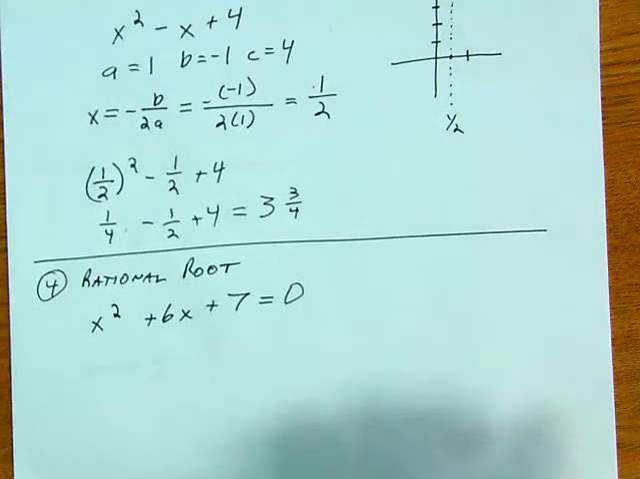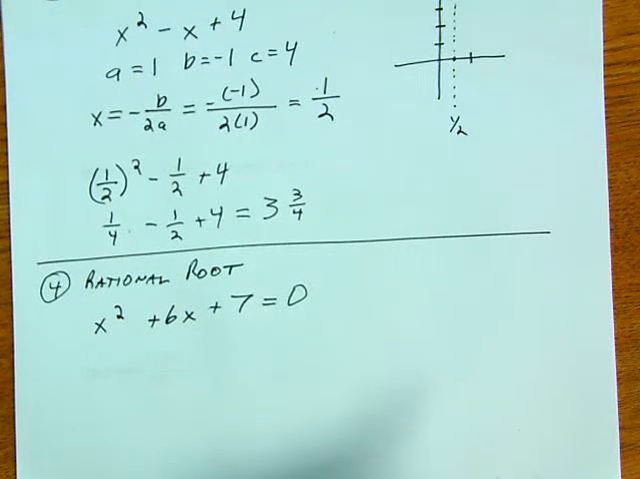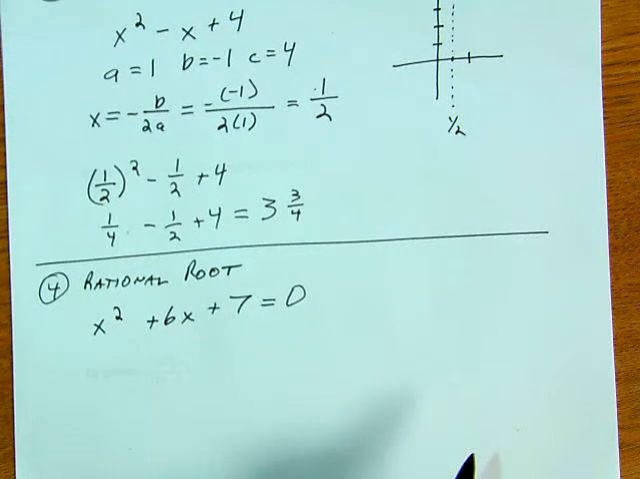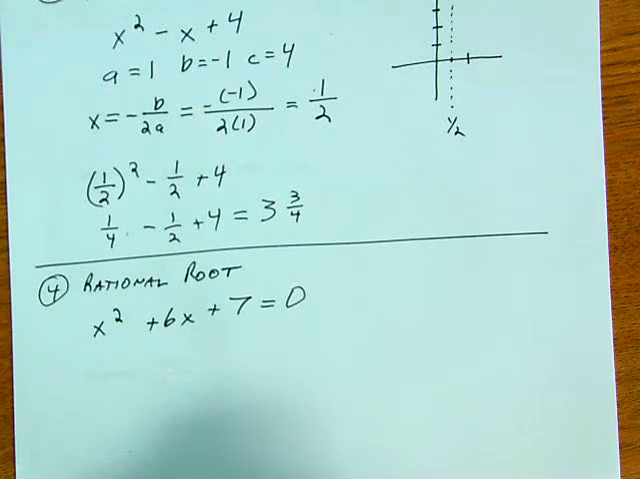Okay, continue on with the rational root example. Example number 4, this is our equation, x squared plus 6x plus 7 equals 0. And what do we want to do here? We want to find out what the answer is. Sometimes it doesn't come out so perfectly. It doesn't cross right at an integer value, and we can't tell exactly where the answer is by graphing. Okay? So let's take a look at that example.